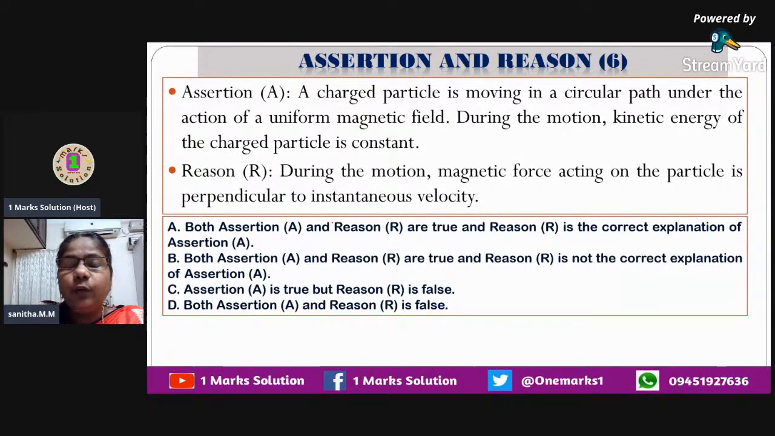And the instantaneous velocity at any instant, if you want to get the direction of the velocity, you have to draw a tangent. So the tangent and this force that is towards the center will be perpendicular. So that is why the magnetic force which is provided for the centripetal force and this instantaneous velocity are always perpendicular. So here we can say assertion and reason are true, and the reason is absolutely a correct explanation for the assertion. Let us move on to the seventh one.